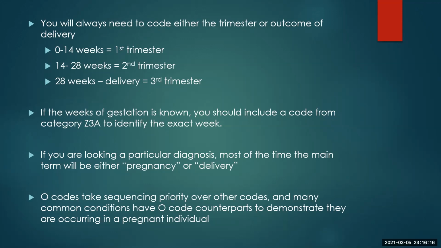And then there are also a lot of conditions that might have a code in a different chapter, but there's a specific code for that condition occurring in pregnancy. Things like diabetes, hypertension, anything like that is going to have a code specific to pregnancy. So diabetes in pregnancy is going to have an O code rather than you having to code pregnancy and then in addition to that, diabetes. So make sure you look for that first. It doesn't always happen, but a lot of times it does.